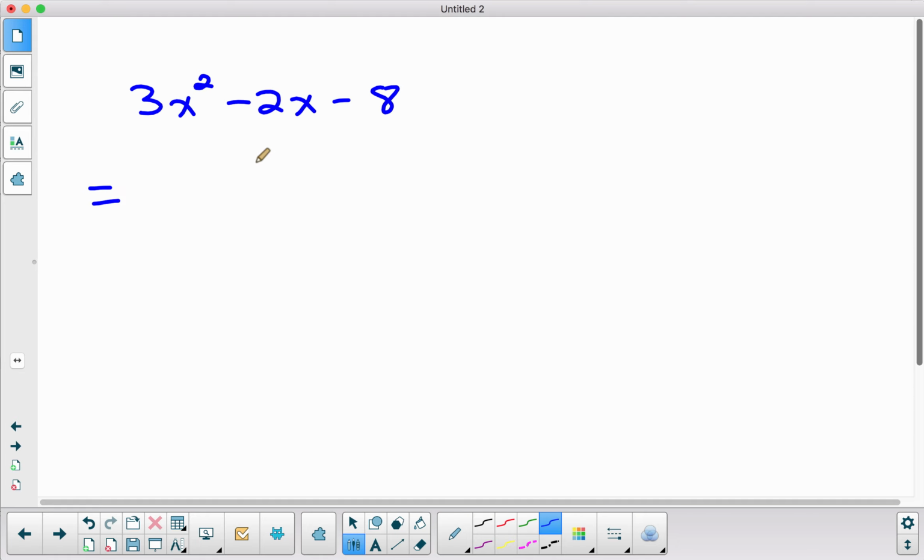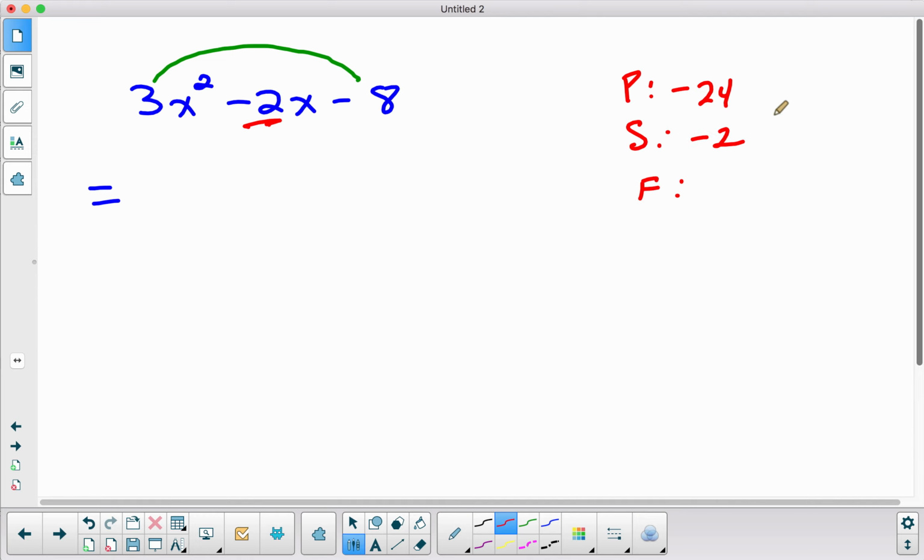Okay, so here we have 3x squared minus 2x minus 8. The first step is to find two numbers that multiply to get this first number times the last number. Okay, so we need two numbers that have a product of 3 times negative 8, which is negative 24, and also have a sum, or add up, to negative 2. Okay, so what are our factors here? We need two numbers that multiply to get negative 24 and add up to get negative 2.